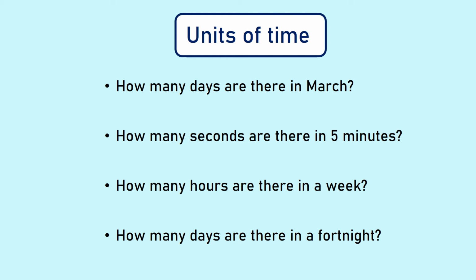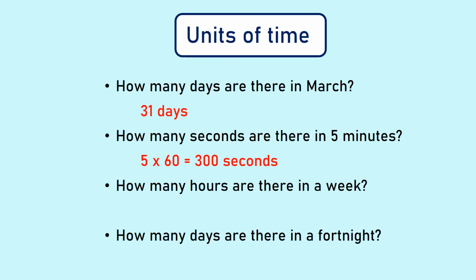How many days are there in March? So there's various ways to remember. Some people say a little rhyme, some people count on their knuckles, but as long as you've got a method that works for you, hopefully you know there are 31 days in March. How many seconds are there in 5 minutes? So there's 60 seconds in 1 minute. So in 5 minutes, 5 lots of 60 is 300 seconds.